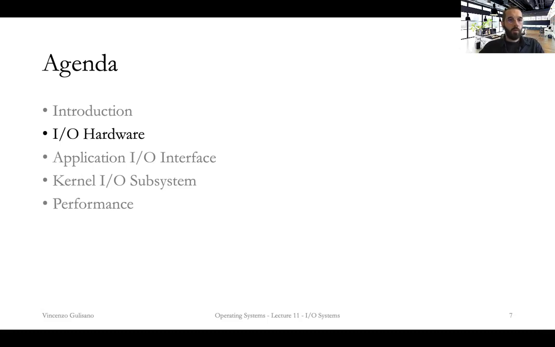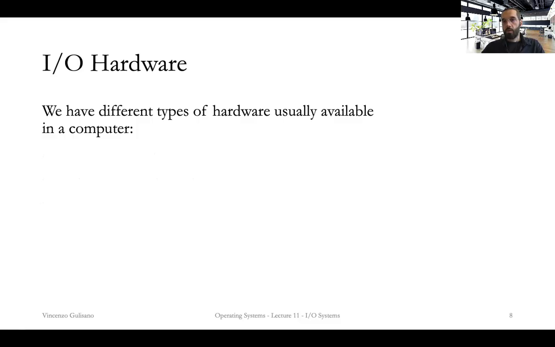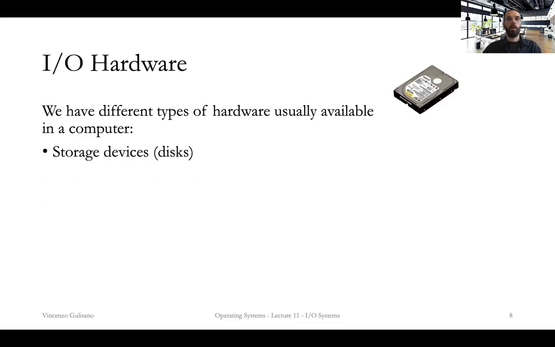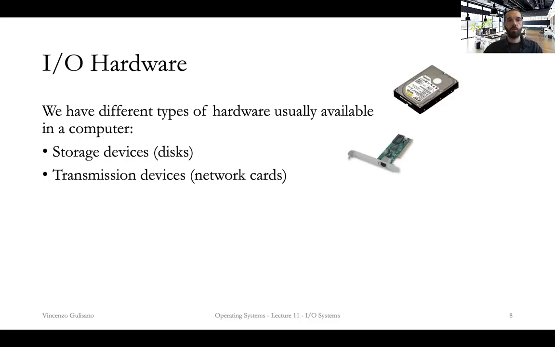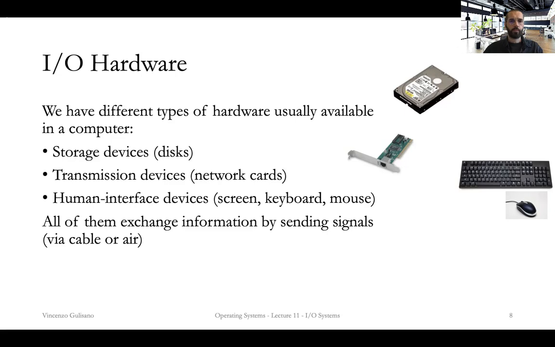Let's move now to the input-output hardware. Let's now focus on a normal computer and a laptop. We know that we have different types of hardware that are usually available in a computer. We have disks or storage devices, we have transmission devices like network cards, and we have human interface devices, which would be screen, keyboard, and mouse mostly.